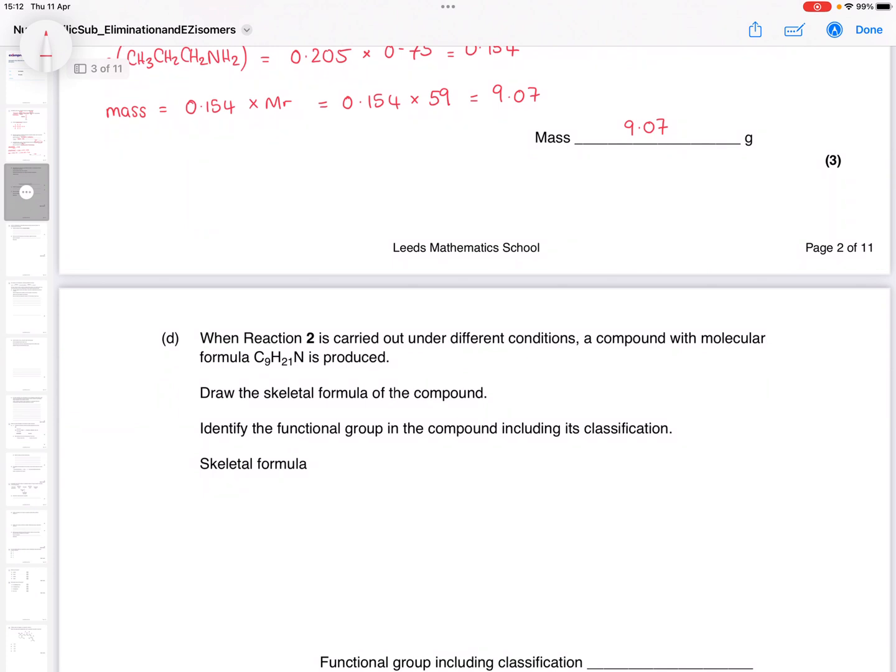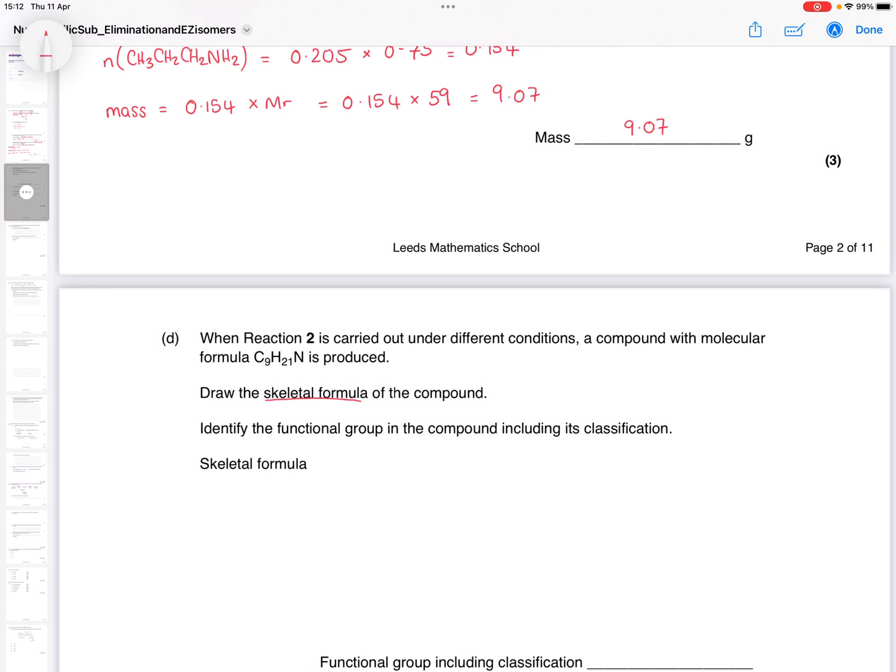Okay, when reaction 2 is carried out under different conditions, a compound of molecular formula C9H21N is produced. Draw the skeletal formula of the compound. Now this is a question that doesn't really come up until you've done the amines topic in year 13. It's to do with successive substitution.